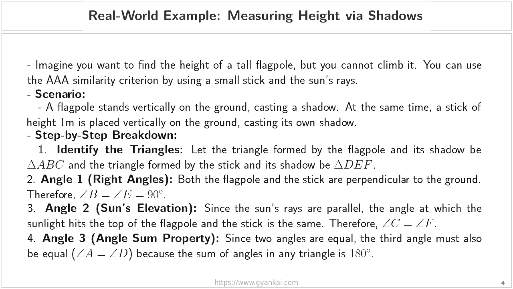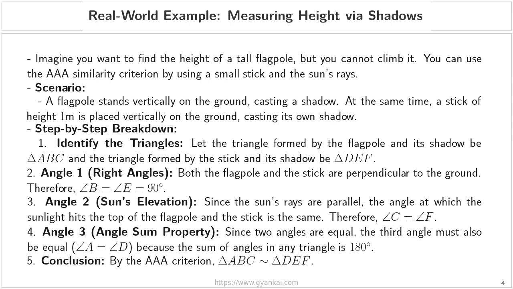Now, remember what we discussed in the previous slides about the properties of triangles. Since we have already proven that two pairs of angles are equal, the third pair must also be equal. Because the sum of angles in any triangle is always 180 degrees, angle A must be equal to angle D. So we have reached our conclusion. Through the AAA criterion, we have proven that triangle ABC is similar to triangle DEF.